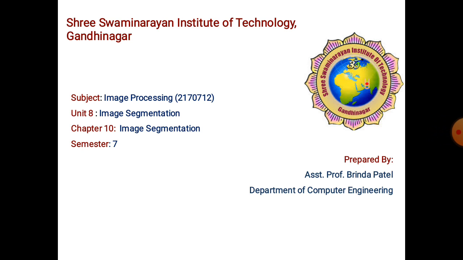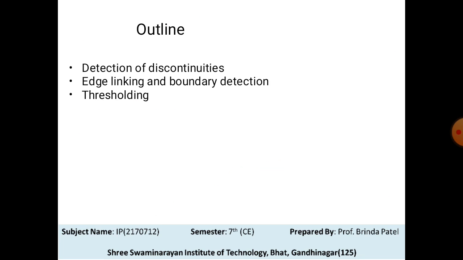So today we are going to start a new unit, which is image segmentation. The outline of this chapter is detection of discontinuities, edge linking and boundary detection, and thresholding.